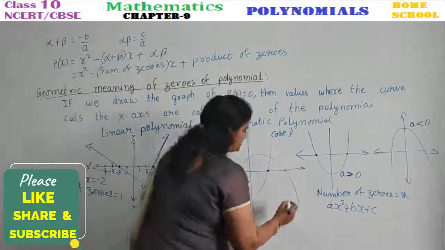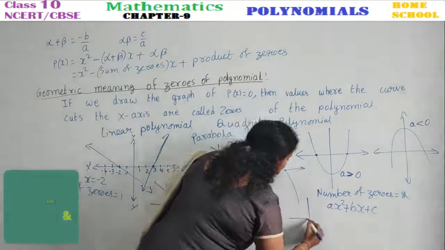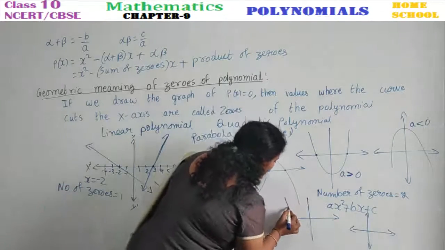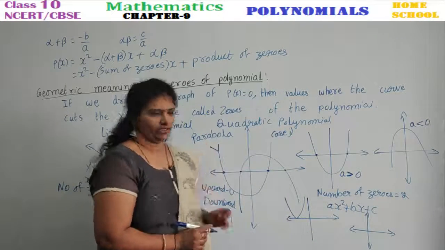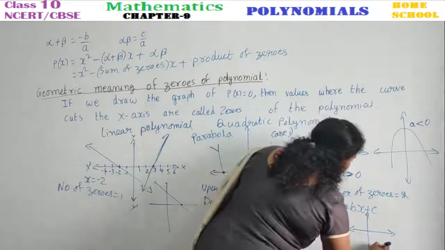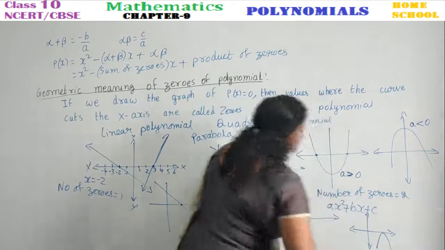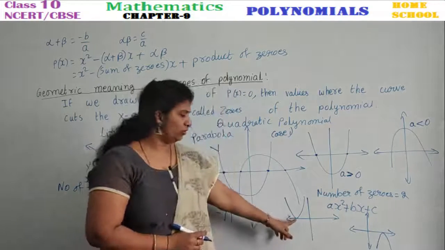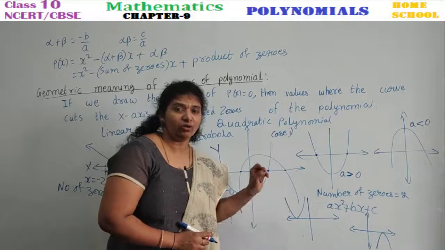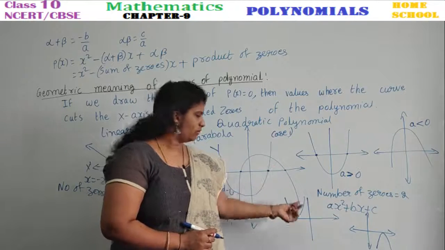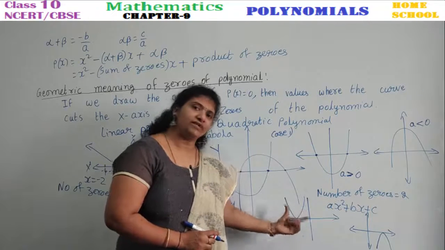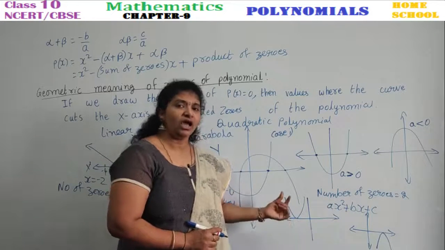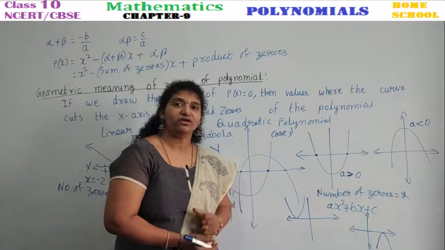And your next case, say children, your parabola just touches at one point, either upward or downward. What does it do? It is touching at only one point. One point means quadratic equation. The parabola itself is a quadratic equation. How many zeros does it have? 2 zeros.